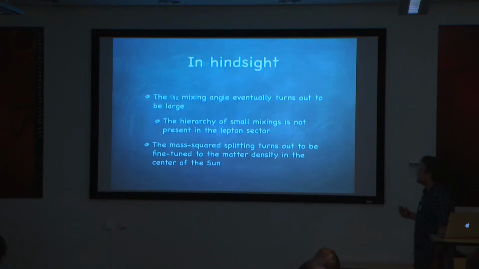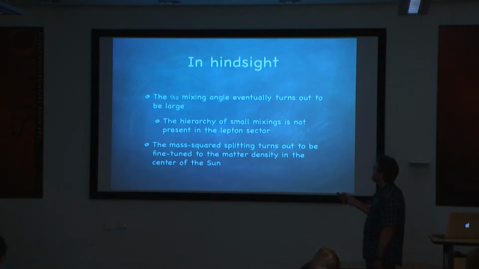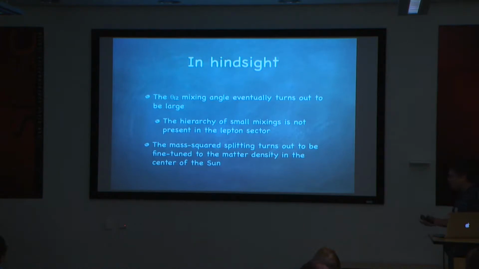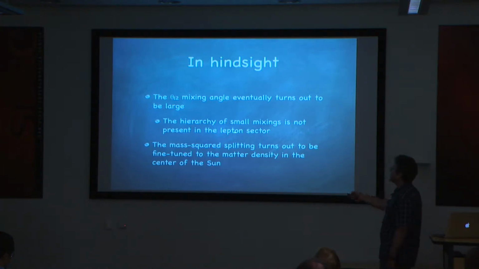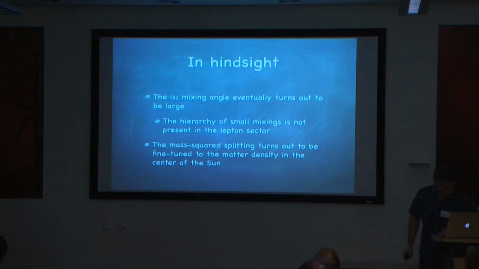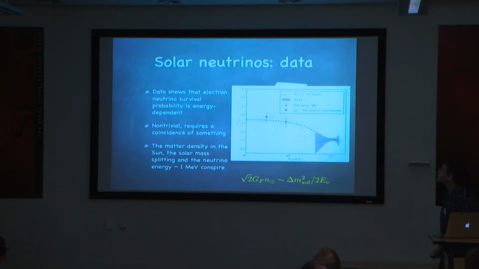Now, in hindsight, we can, of course, laugh, because the solar mixing angle, in fact, turns out to be large. And this bias, that you should have a large conversion for small mixing angle, is not realized. So the hierarchy of small angles, which is seen in the quark sector, is not present in the lepton sector at all. And then there is a fine-tuning in the solar data. The mass squared splitting in the solar data turns out to be fine-tuned to the matter density in the center of the sun. So that I want to talk a little bit about.